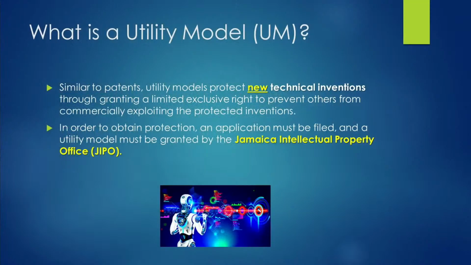You can file your utility model at the Jamaica Intellectual Property Office. This is the only place right now where you can apply for the utility model, and it is very important that you come to JIPO, and it's advisable that you get the relevant information as to how you go about filing your utility model, right?